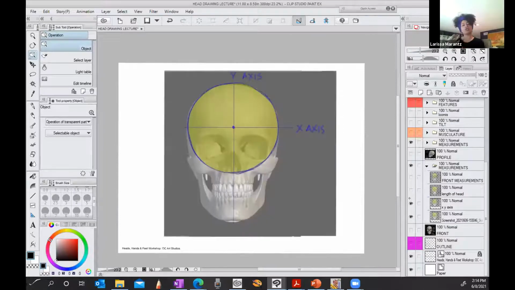And then what you want to do is find the center of the circle, and the center of the circle will give you the plot point for the y-axis, which is the up and down line, and the x-axis, which is going across.